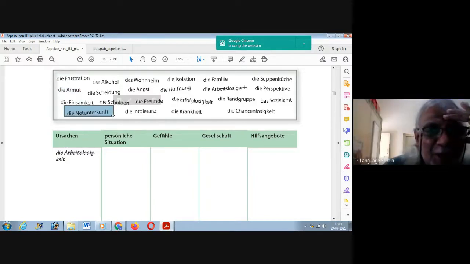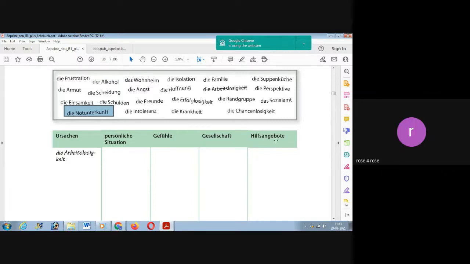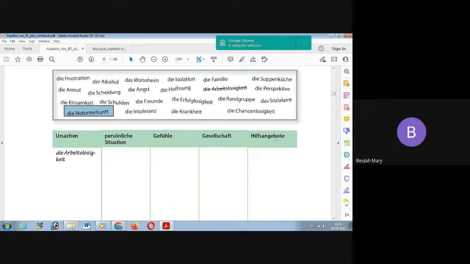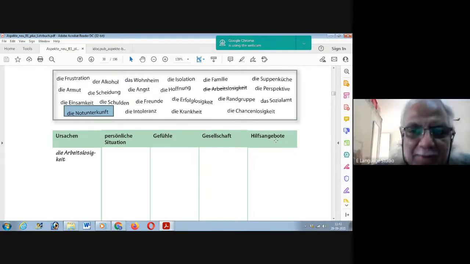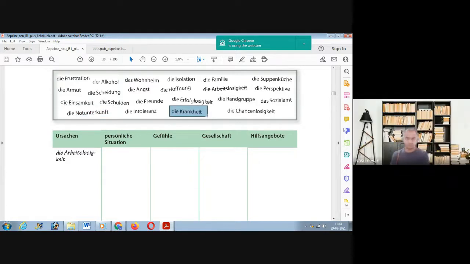Notunterkunft. Hilfsangebot. Hilfsangebot ist richtig. Was ist eine Notunterkunft? Emergency Ha... Shelter. Emergency accommodation, emergency shelter. Okay. Krankheit. Gefühle. Aha.